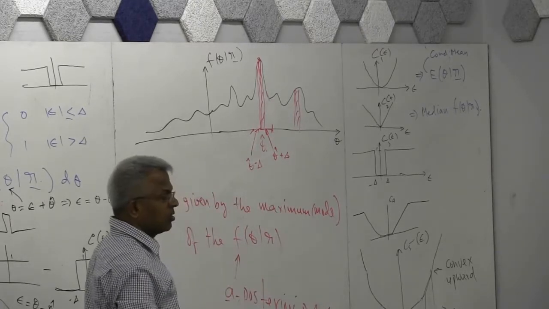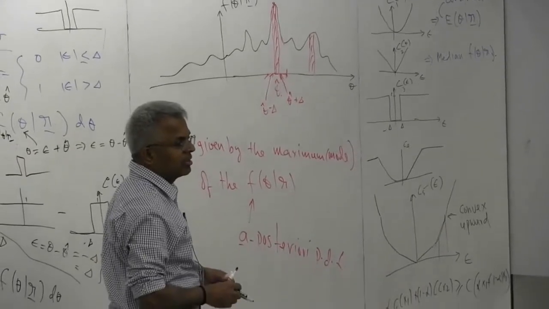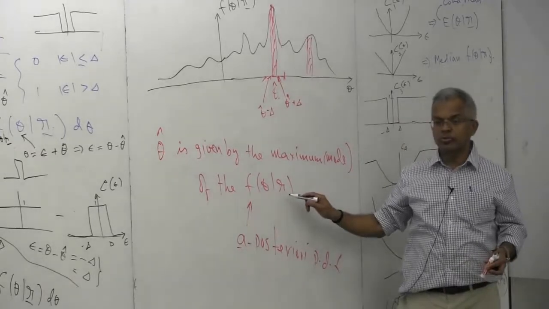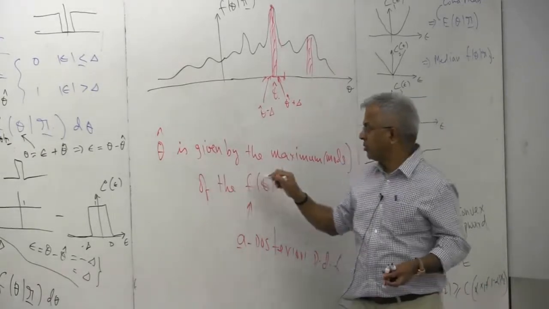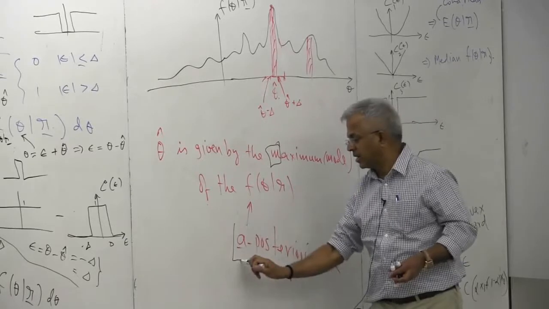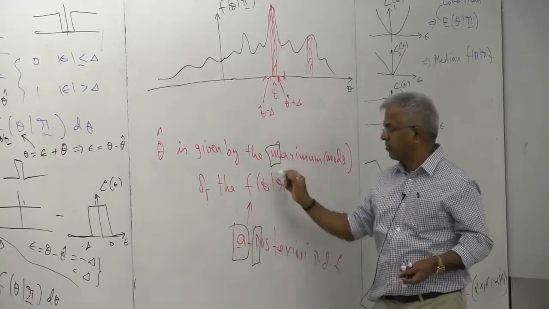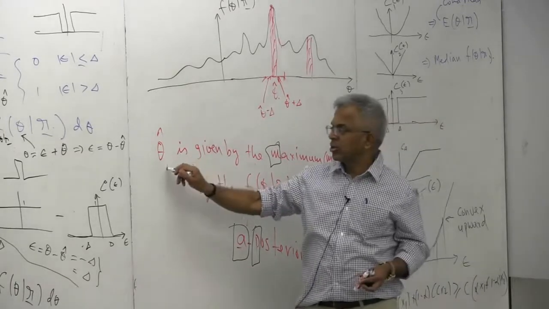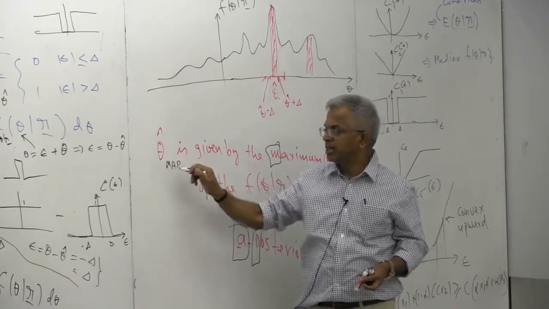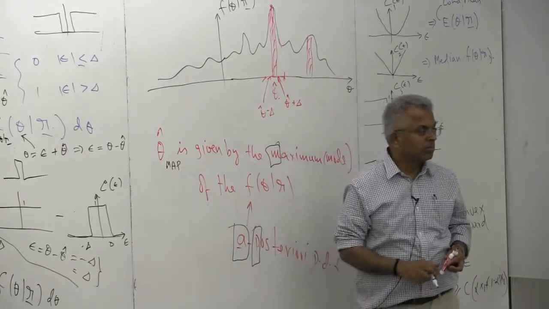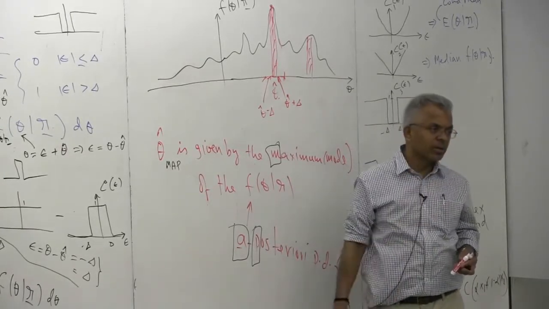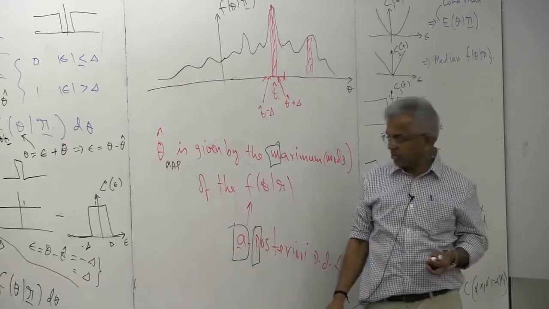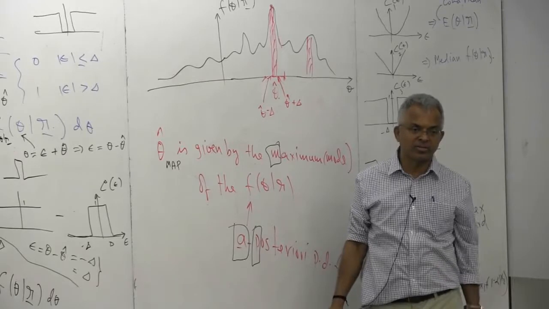So that function is called the a posteriori PDF. What does it mean? See, this is the probability density function of theta given the observations. So you are looking for maximum, one letter here, another letter here, another letter here. So if you put it together, you get an English word, MAP. So this estimator is known as MAP estimator. MAP stands for maximum a posteriori probability density function.